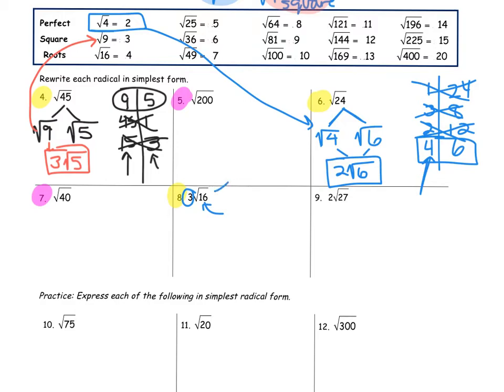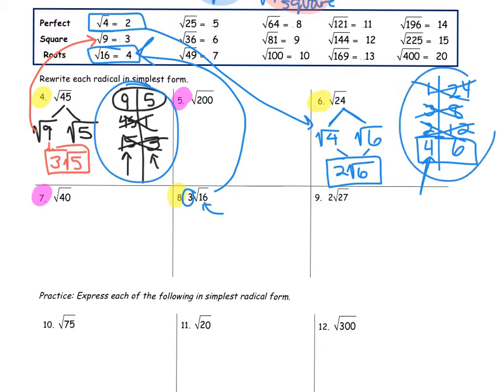Yeah, it's on our chart. Square root of 16 is 4. I don't need to break it up into a table like I did here or here. It's not necessary because the square root of 16 is just 4. So this is saying, okay, there's the 3 on the outside, and then the square root of 16 is 4.